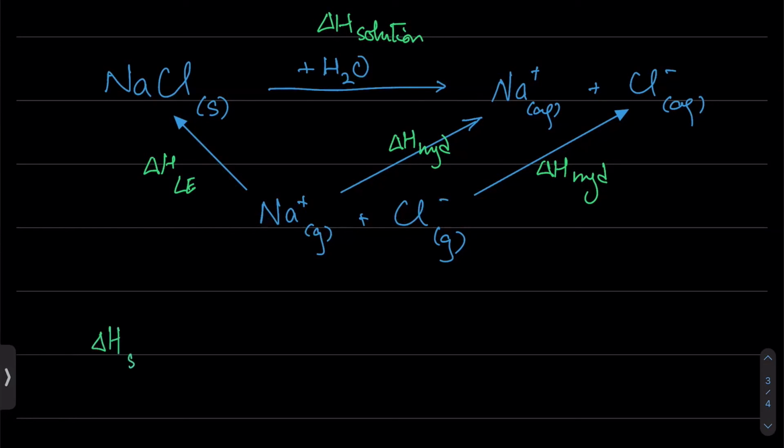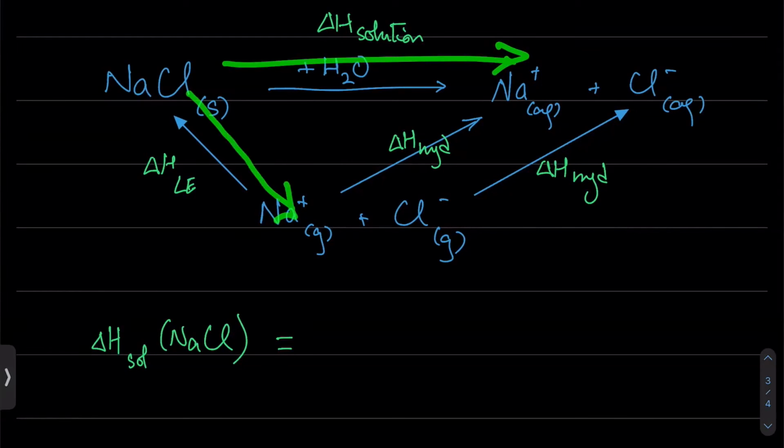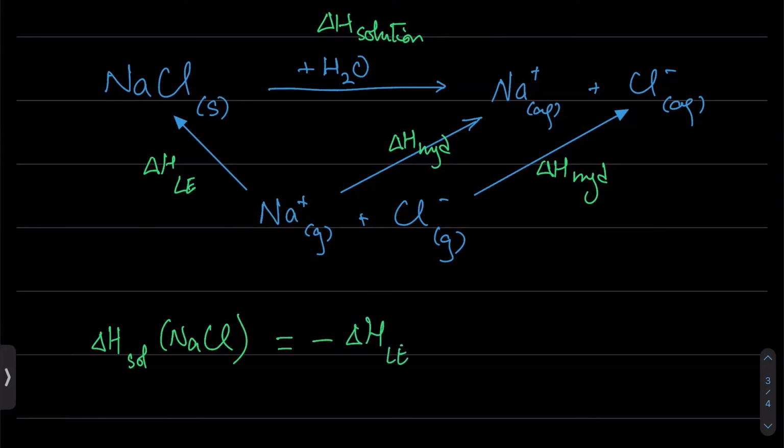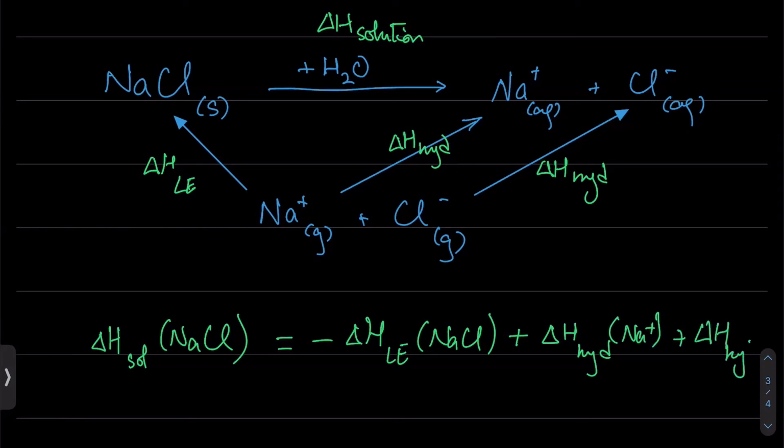The delta H solution of NaCl is going to be equal to, so this side is going to be equal to opposite of this and then this. So it's basically negative delta H lattice energy of sodium chloride, which is obviously going to be the positive value, plus the delta H hydration of sodium ion and delta H hydration of chloride ion. Clearly. And there you have a very powerful statement.